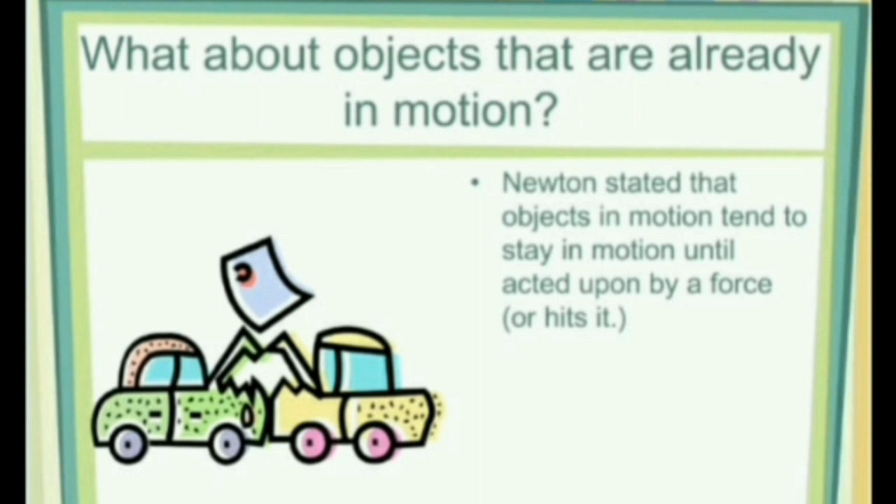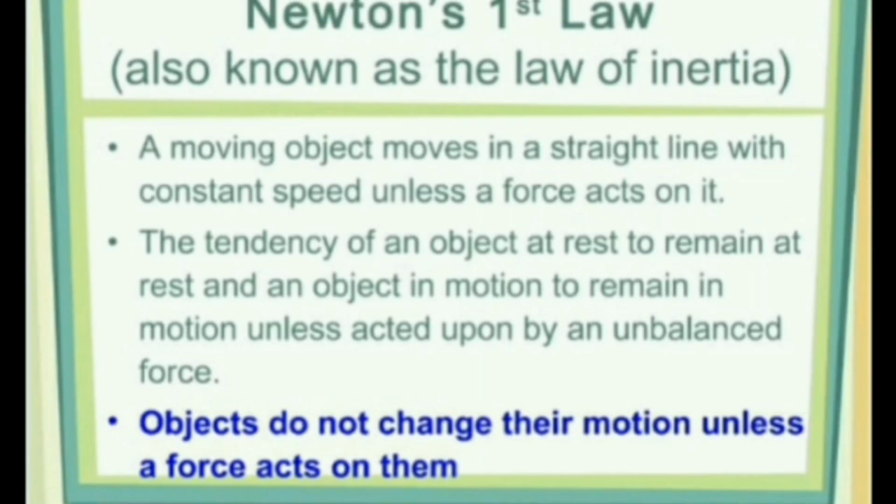What about objects that are already in motion? Newton stated that an object in motion tends to stay in motion until acted upon by a force, or until something hits it. Newton's first law is also known as the law of inertia. A moving object moves in a straight line with constant speed unless a force acts on it.